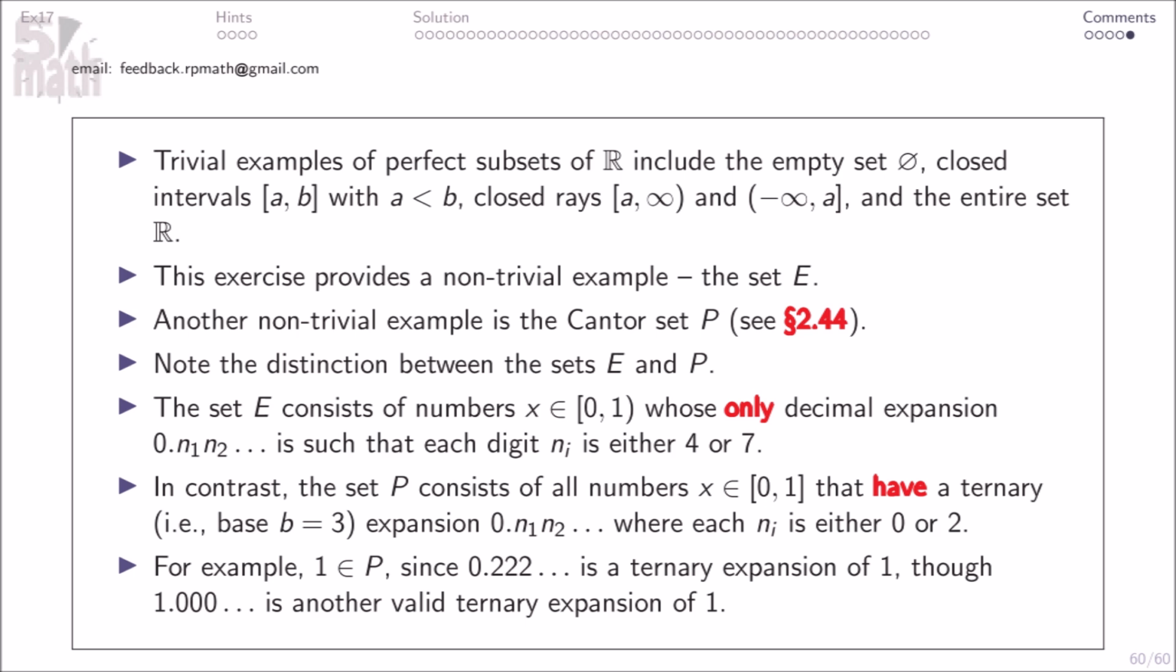The set E consists of numbers x whose only decimal expansion is such that each digit ni is either 4 or 7. In contrast, the set P consists of all numbers x that have a ternary, that is base b equals 3, expansion where each ni is either 0 or 2. For example, 1 is in P, since this is a ternary expansion of 1, though this is another valid ternary expansion of 1.